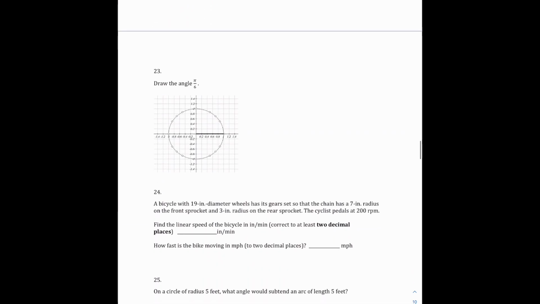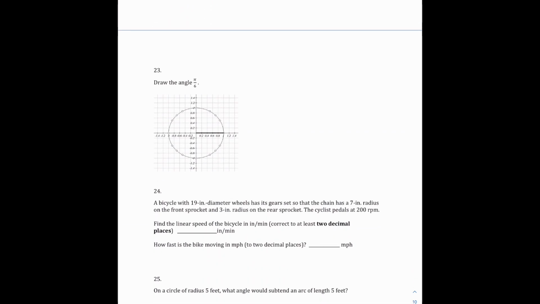Pi over 6. We know pi over 6 is equivalent to 30 degrees. So that is 30 degrees, or pi over 6. Here is the angle. And here is the arrow.